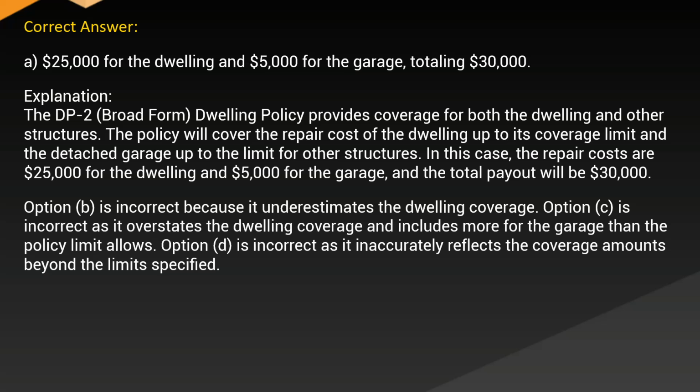Option B is incorrect because it underestimates the dwelling coverage. Option C is incorrect as it overstates the dwelling coverage and includes more for the garage than the policy limit allows. Option D is incorrect as it inaccurately reflects the coverage amounts beyond the limits specified.